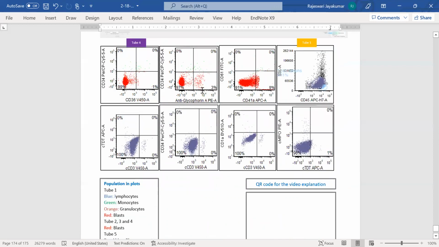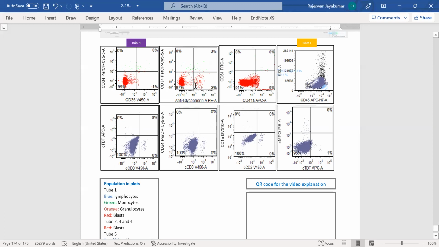Tube 4 is a megakaryocyte and erythroid tube. So we see in this tube CD36, glycophorin, CD41A, and CD61. So 36 is positive in erythroblasts and megakaryoblasts, but it is not specific. It can also be positive in monoblasts. You should remember that. However, our blasts are negative for 36 and they're negative for glycophorin.